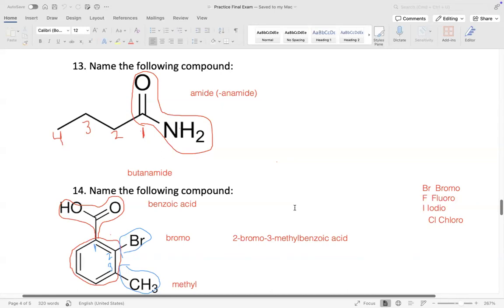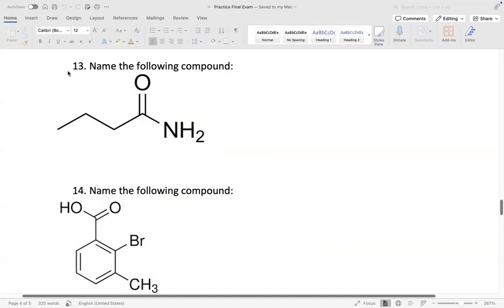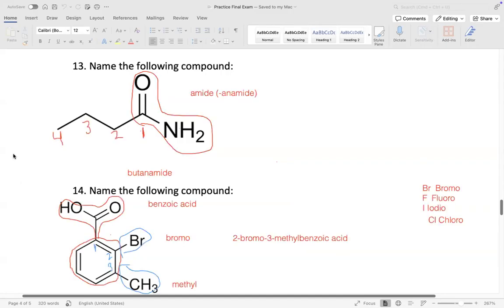Questions? Yes, I have a question. Is that the only one where it's going to be a benzoic acid, where the whole name is going to change? Yeah, I believe this is the only example you see.